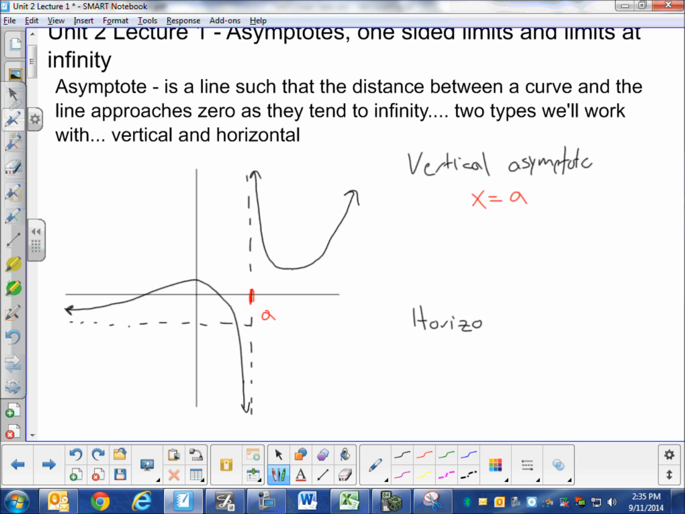Horizontal asymptotes. In this situation, we have this value at, say, B. This line is a horizontal line, so the equation would be a y equals b equation. And as my x values go towards negative infinity, these function values are trending towards b.